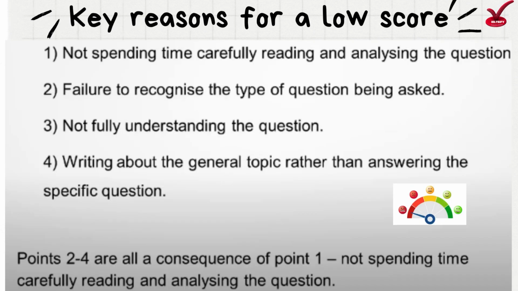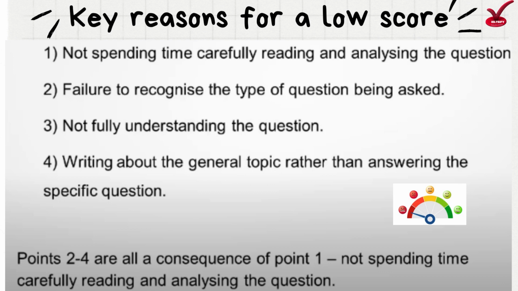Key reasons for a low score. A key reason for low scores in writing Task 2 is the failure to answer the question properly. This can cost you several band scores. Whilst your language skills may be good enough to earn you a band 7 or 8, not fully answering the question could reduce your score to band 6 or even lower.